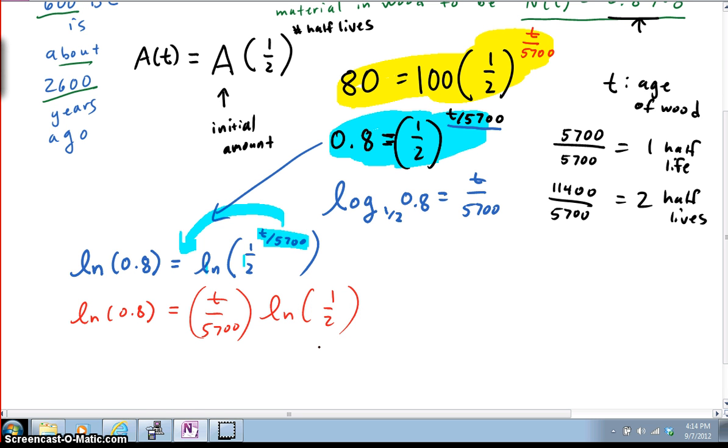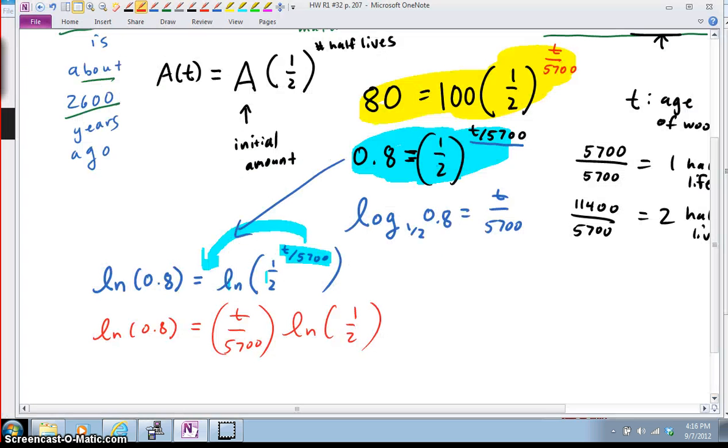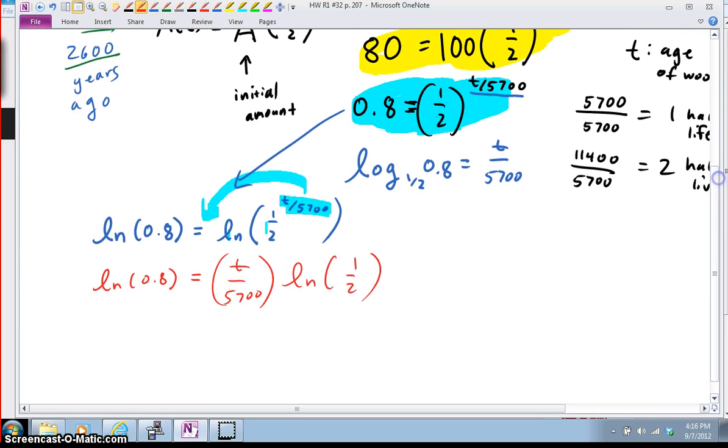All right, so I'm trying to solve for t here. Basically, I'm going to multiply both sides by 5,700, and I'm going to divide by the natural log of 1/2. So here's what I've got. I've got t equals 5,700 times the natural log of 0.8 over the natural log of 1/2.